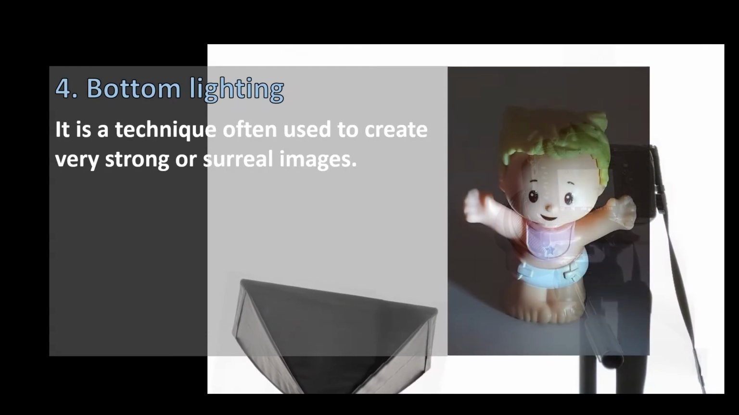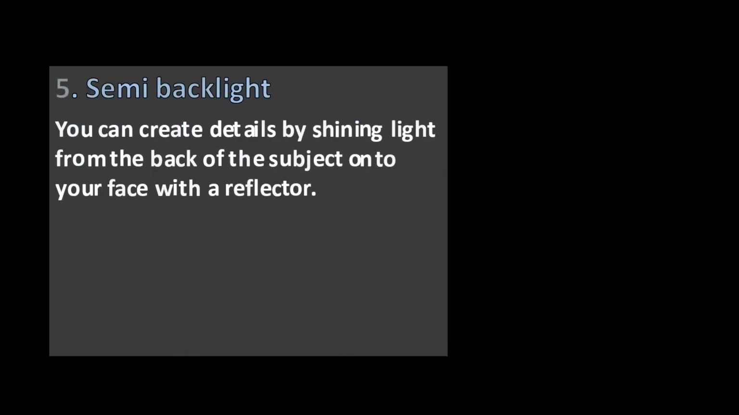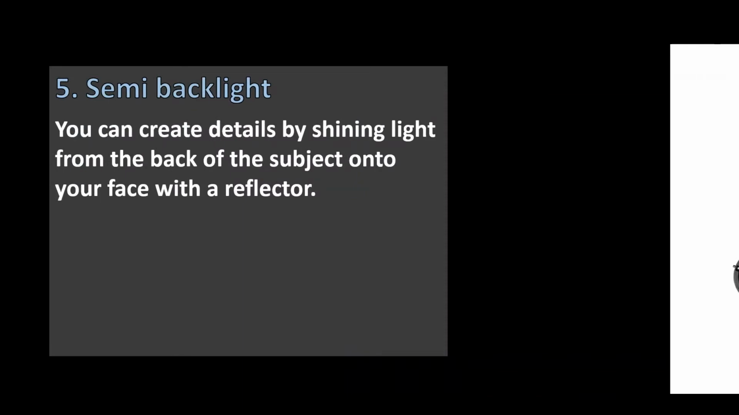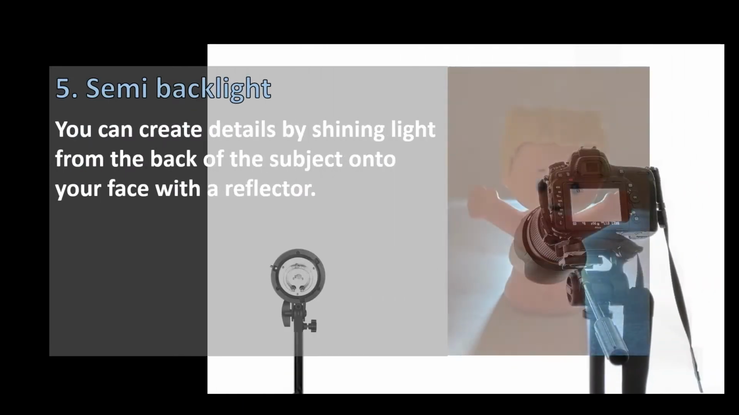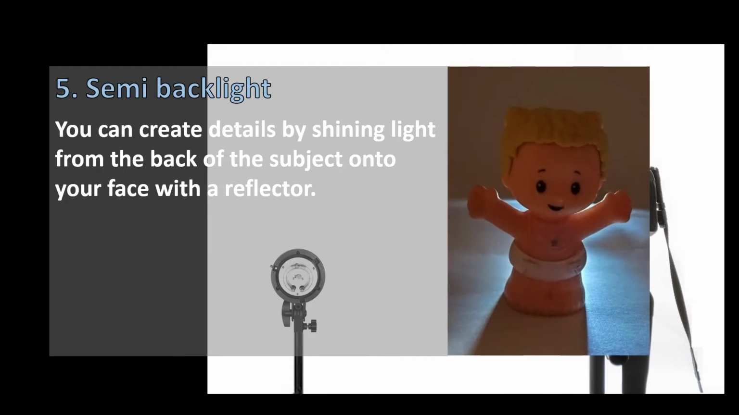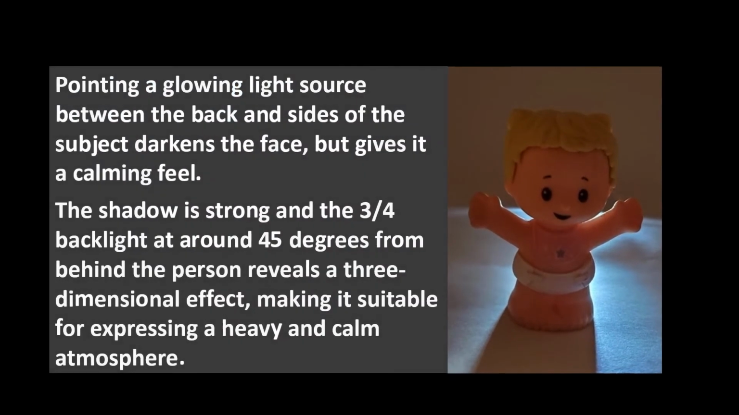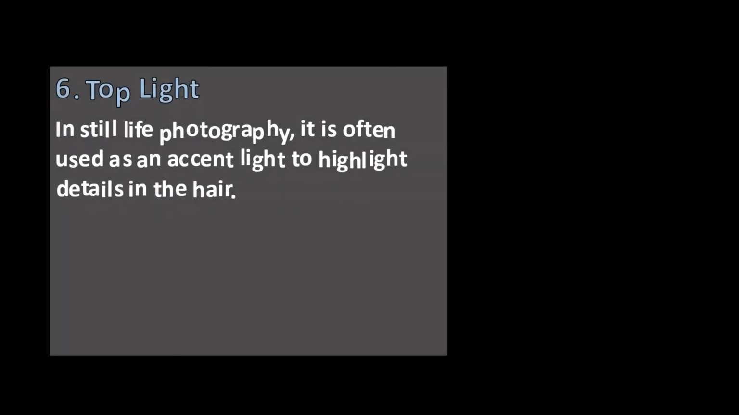4. Bottom lighting. It is a technique often used to create very strong or surreal images. 5. Semi-backlight. You can create details by shining light from the back of the subject onto your face with a reflector. Pointing a glowing light source between the back and sides of the subject darkens the face, but gives it a calming feel.